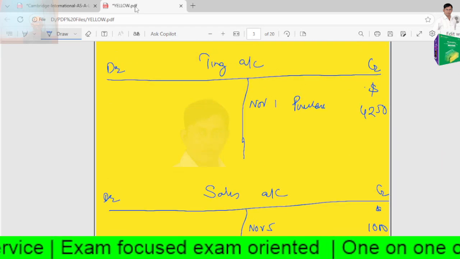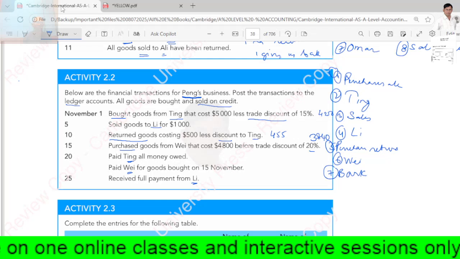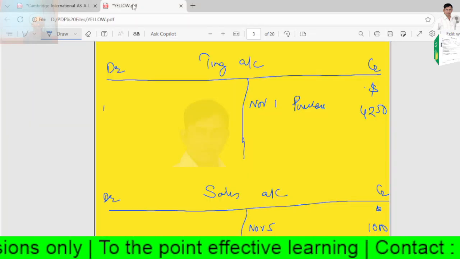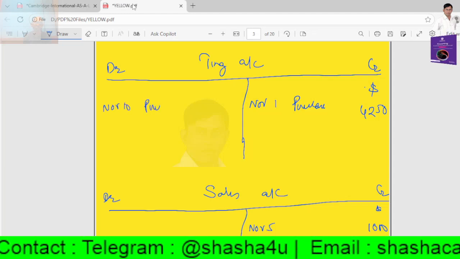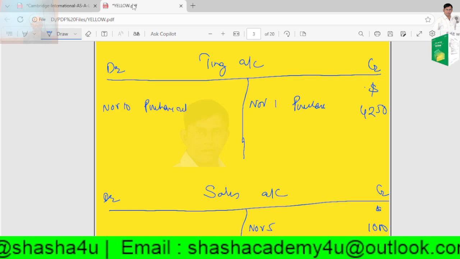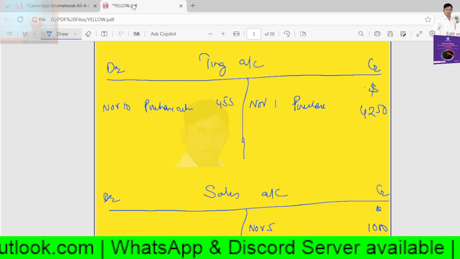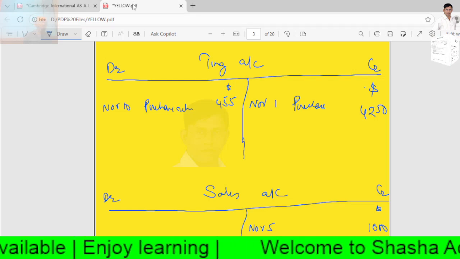So purchase returns, November 10. We have to debit Tinge 450. Always write the dollars, don't forget.